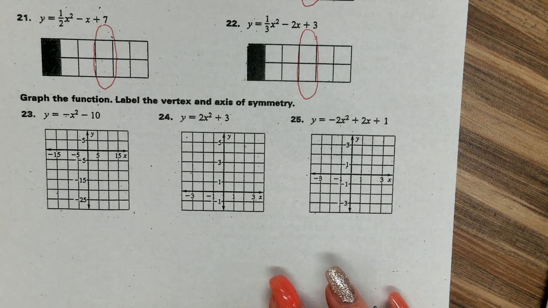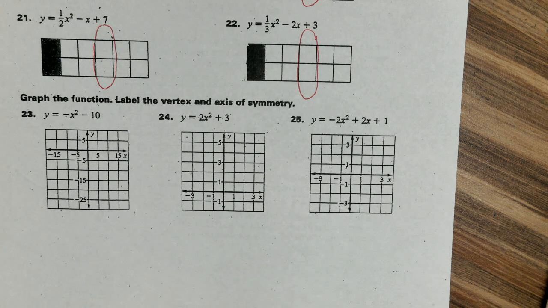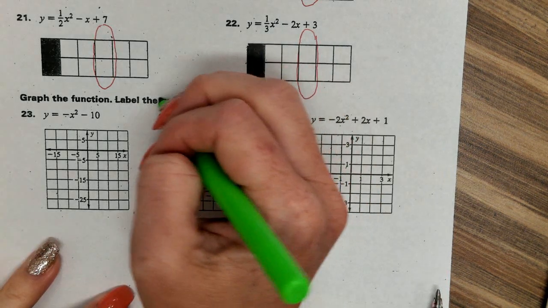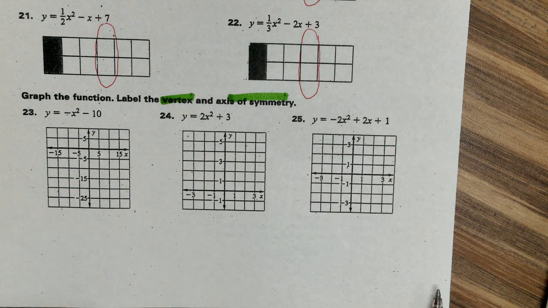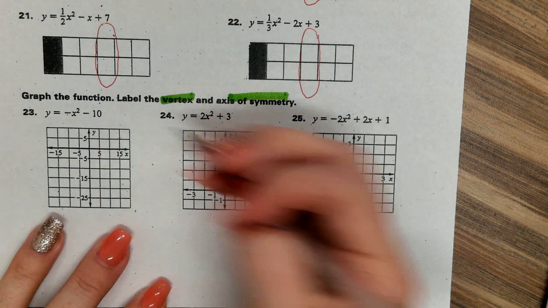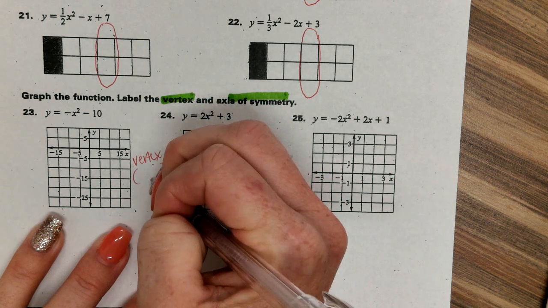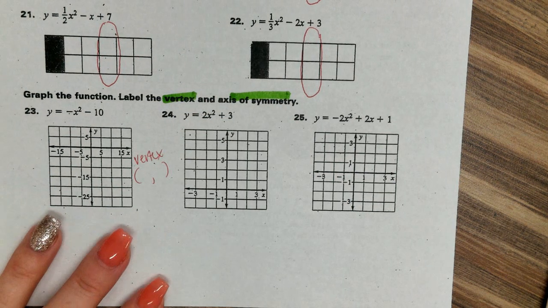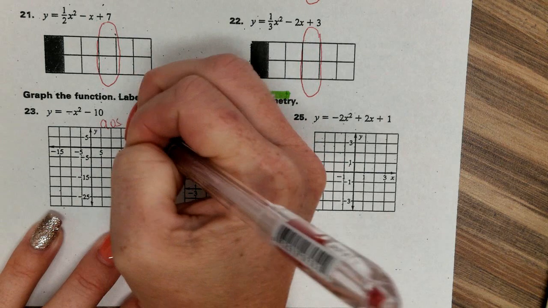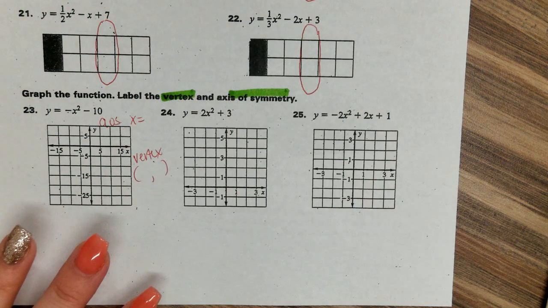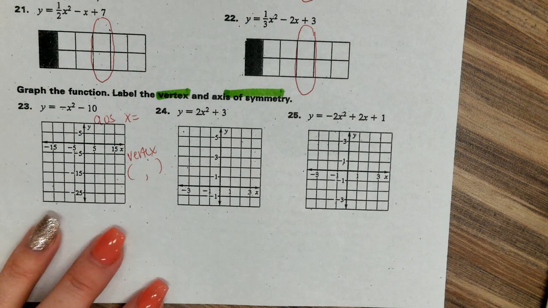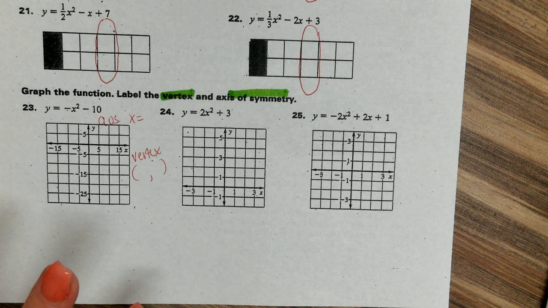Okay, on 23 through 25, you're going to graph the function, so use your calculator, use your y equals, label the vertex and the axis of symmetry. So I would graph it, and then wherever the vertex is, I would point to it, and I would write vertex, and I would write the coordinate for it, and then I would write the axis of symmetry is at x equals whatever it's at. Any questions? All right, get busy.